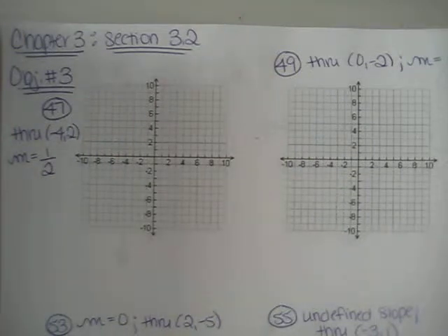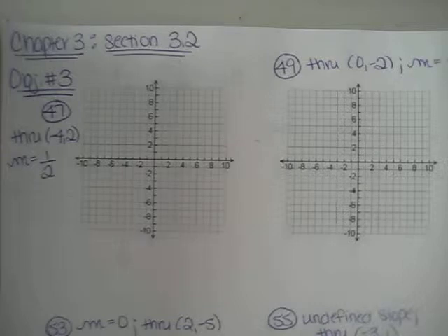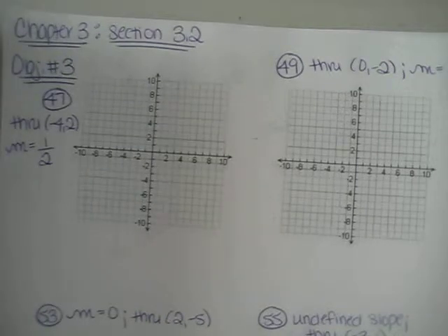Hello, here we have our continued discussion of Chapter 3, Section 3.2. This is video number 2B. We are at objective number 3 of Section 3.2. So objective 3 is graphing a line given its slope and a point on the line.